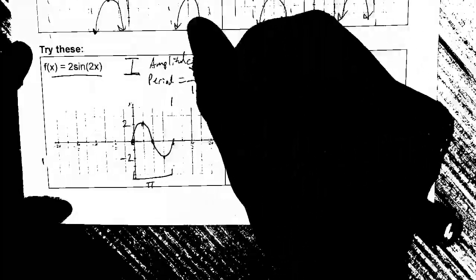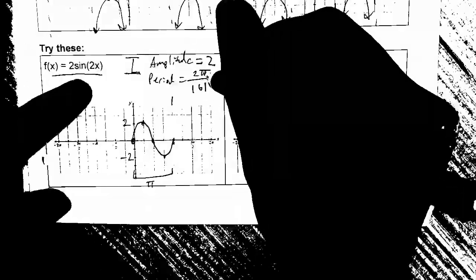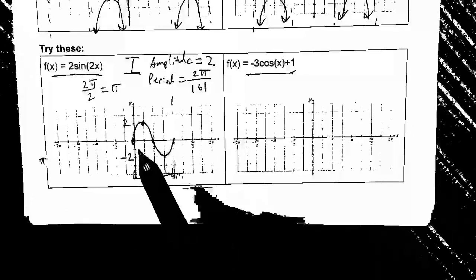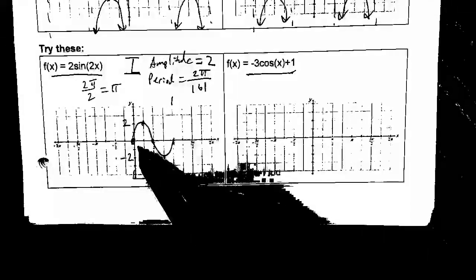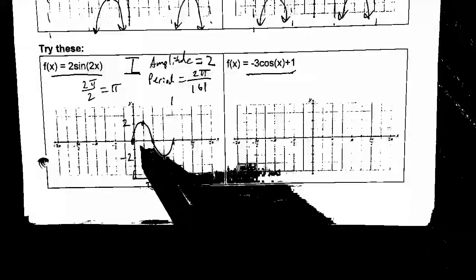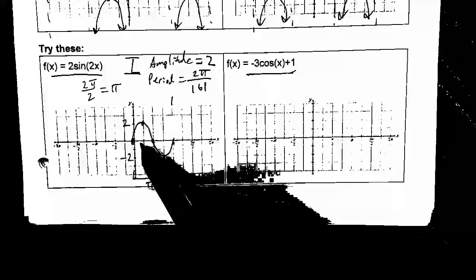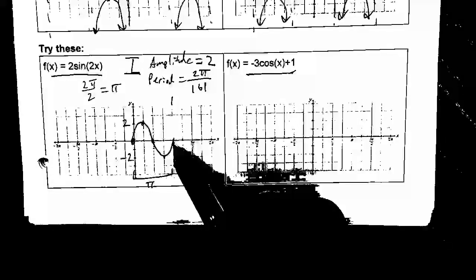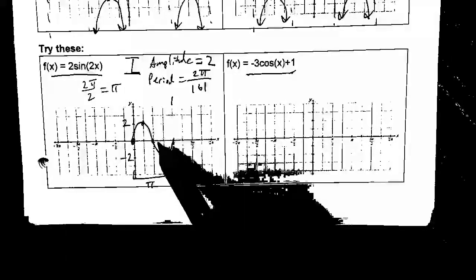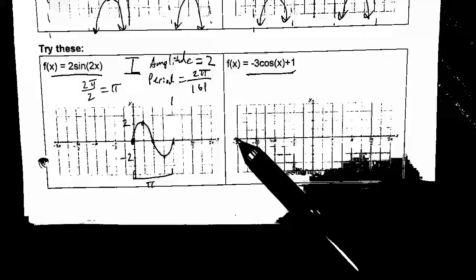So amplitude is 2. That means we're not going up 1, down 1. We're going up 2, down 2. And then the period is not 2 pi anymore. It's 2 pi over 2. So the period is pi, meaning that your frequency has increased, right? We are horizontally shrinking by a factor of 2. So what was at pi over 2 is now at pi over 4. What was at pi is now at pi over 2, and so on. Okay, and then it would continue this pattern.